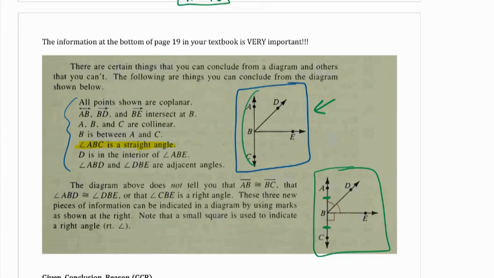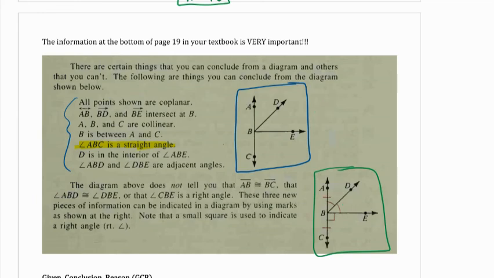But if it's not marked, it's not there. I don't know that B is a midpoint. Same thing with a segment bisector. It looks like these two angles here are the same, but I don't know that unless I'm told that. So if it's marked, like here, then I know they're congruent. But if it's not marked, I don't know that.